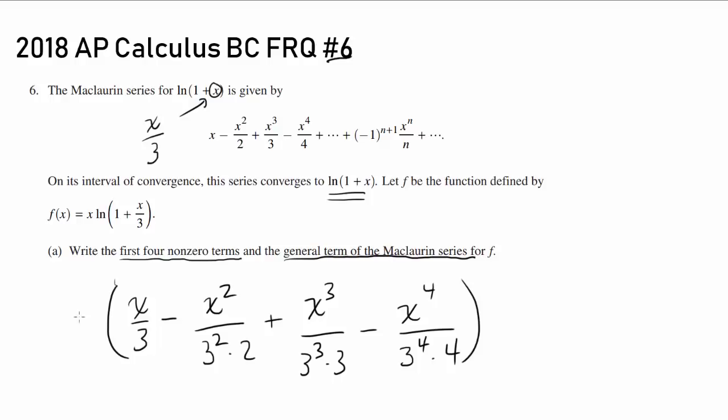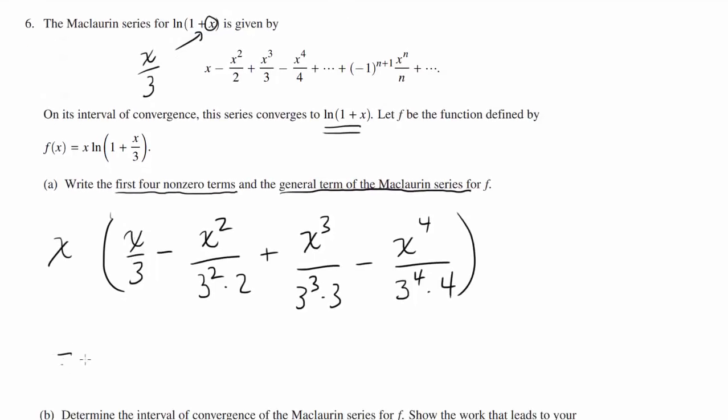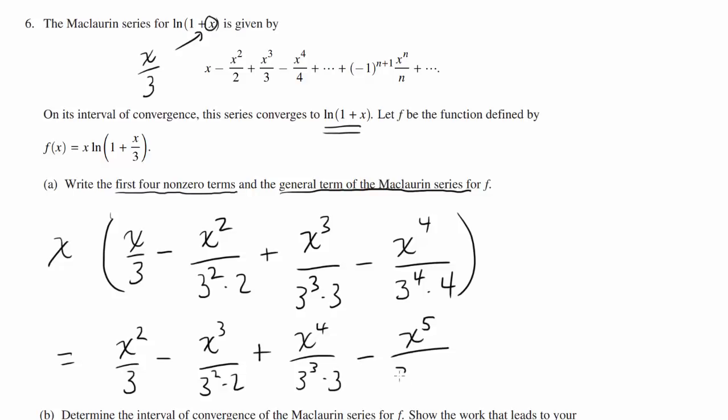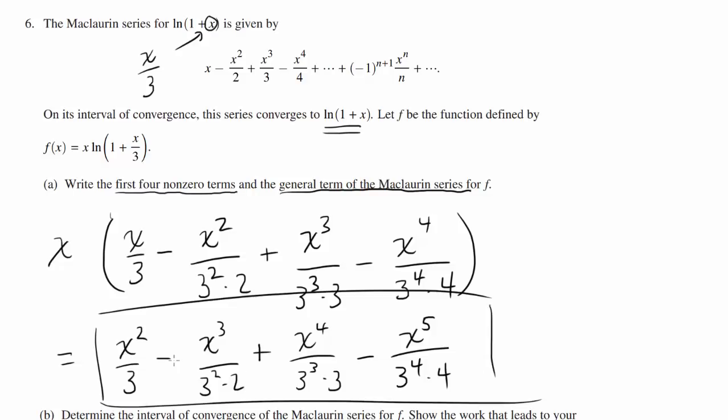So we have to multiply this entire thing by x, which should get us x squared over 3 minus x cubed over 3 squared times 2 plus x to the fourth over 3 cubed times 3 minus x to the fifth over 3 to the fourth times 4. And of course, you don't have to simplify the bottoms if you don't want to. You should still get 100% of the credit. Anyway, so we have found the first four non-zero terms.